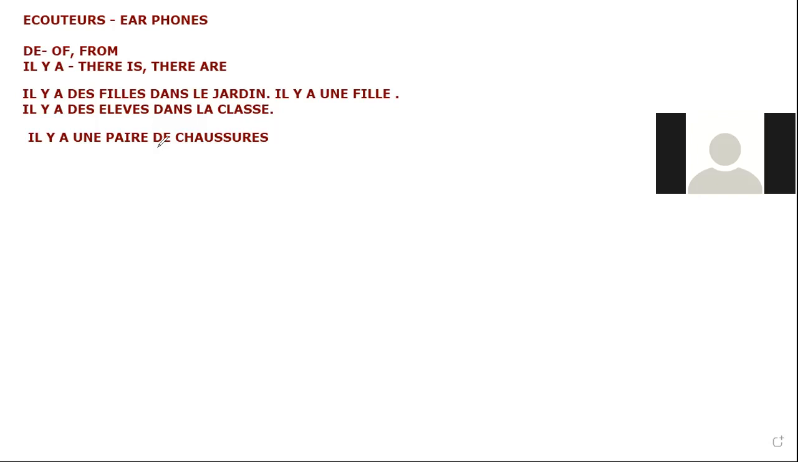Il y a deux classeurs. Il y a trois livres. And then what have you written? Il y a quatre crayons. Il y a quatre surligneurs. Il y a une chemise. Il y a une gomme. Perfect. Remember to write Y and A with a little distance.